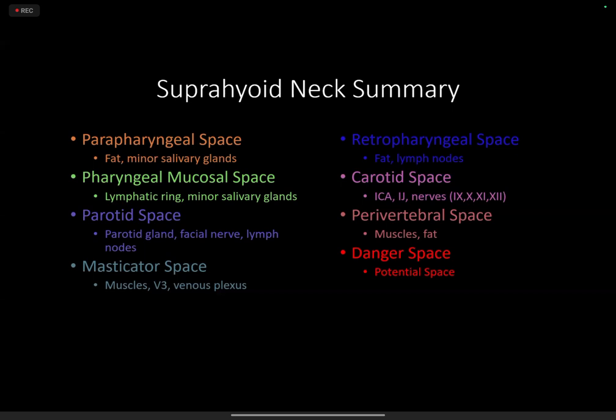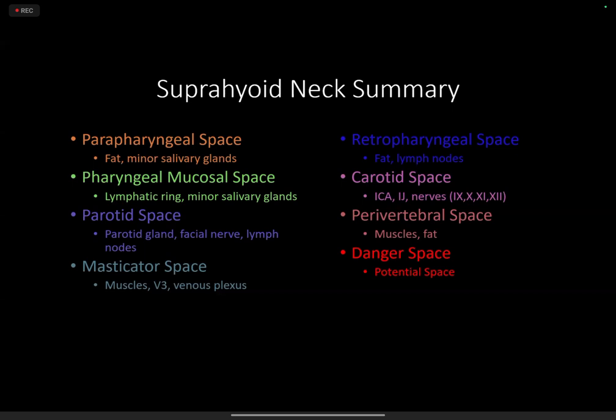In the masticator space, we looked at muscles of mastication. Remember that mandibular nerve extends out that foramen ovale into the masticator space. So track that nerve all the way back to the pathology that's involving the masticator space. Don't forget that pterygoid venous plexus that's sitting there as well. We looked at the retropharyngeal space.